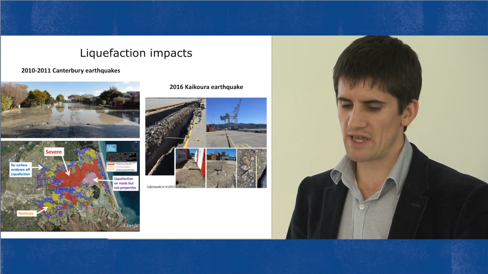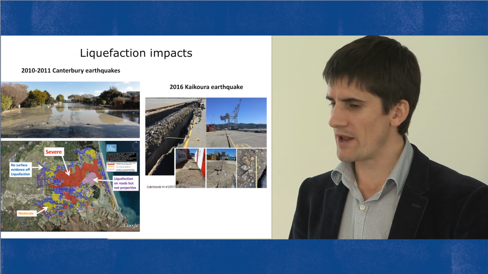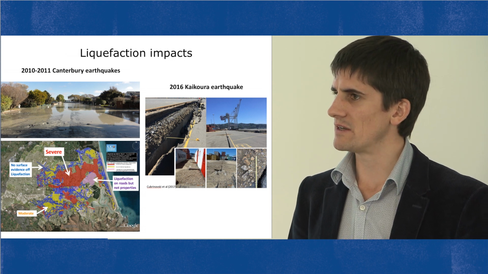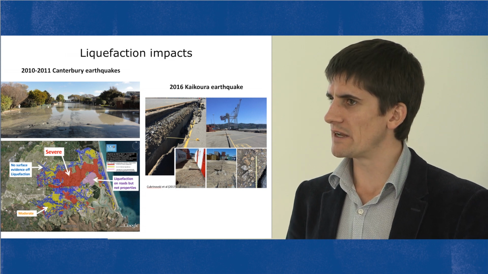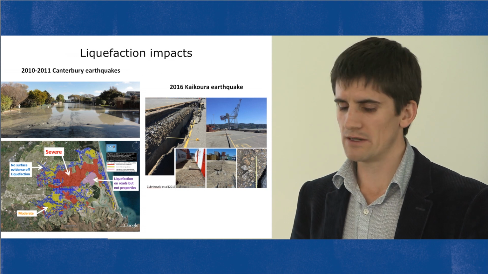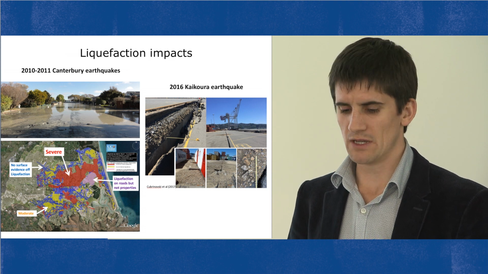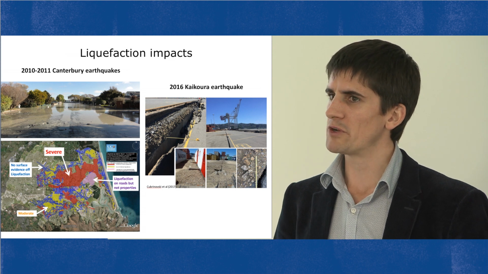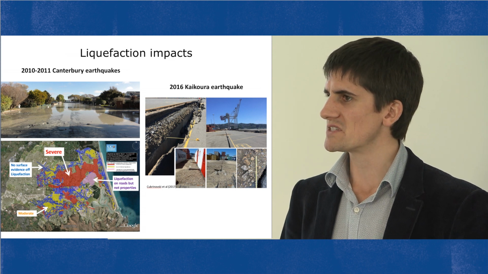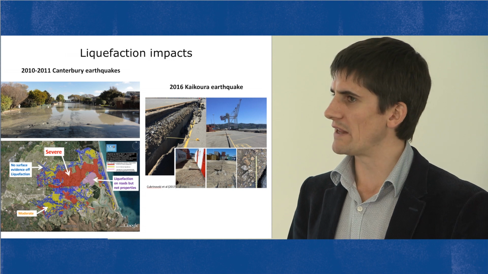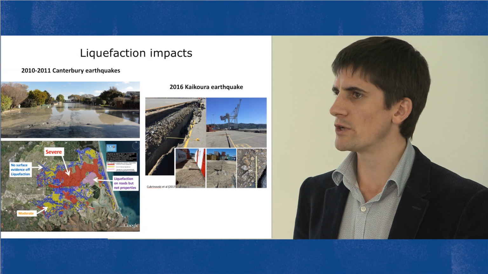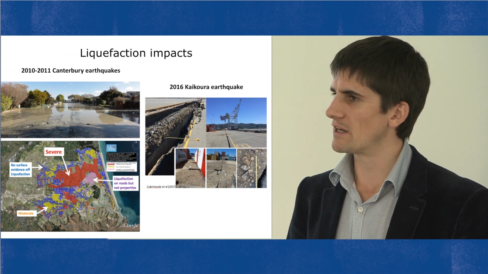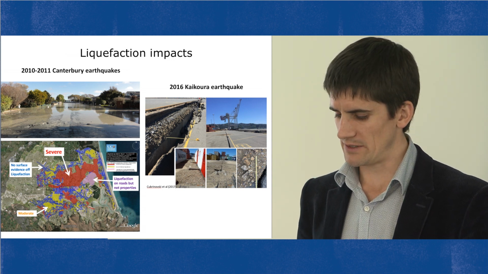Now we know, of course, that when we have strong ground shaking, one of the significant impacts that we see is associated with liquefaction, and we've seen that in New Zealand in the recent past, both shown here on the left-hand side. The 2010-2011 Canterbury earthquakes caused both severe liquefaction but also a really large geographical extent of liquefaction. And then as well in the 2016 Kaikoura earthquake, despite moderate levels of shaking, we also saw liquefaction, in particular at the Wellington port area.